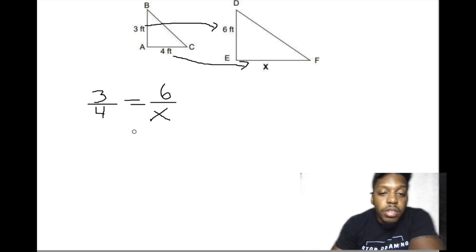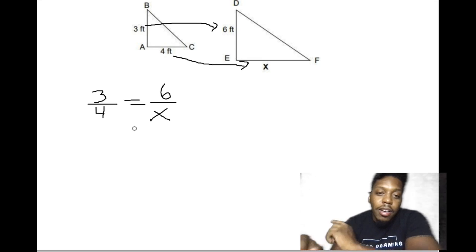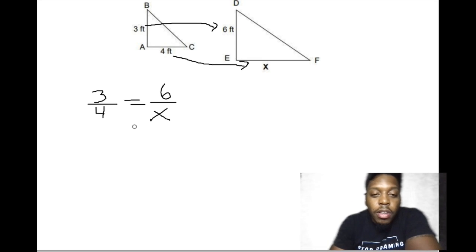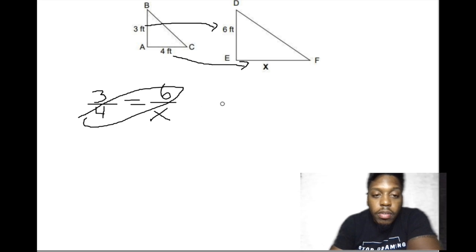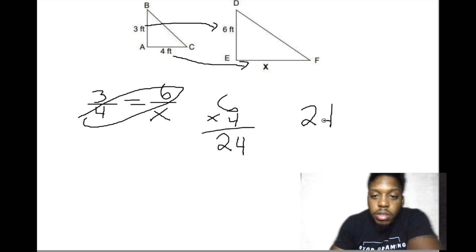All right, so there are several ways that you can do this. You could do what I like to call the rainbow, which is a scale factor, or you can do cross multiply divide. So I'm gonna start with cross multiply divide, or CMD. All right, so I'm going to have this. So 6 times 4, if you know your multiplication facts, gives you 24. All right, and with that 24, you're going to basically divide by the remaining number, which is the 3. And 24 divided by 3 gives me 8. So my answer would be 8.